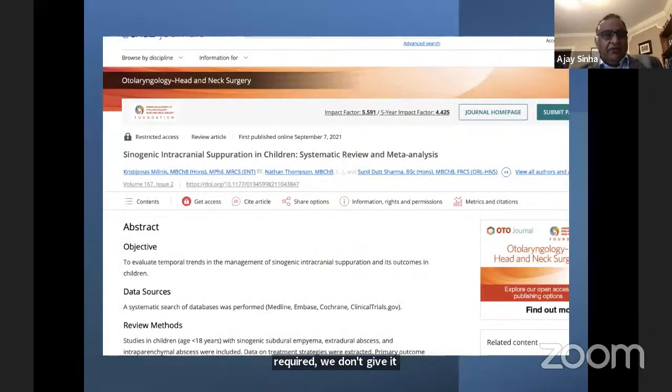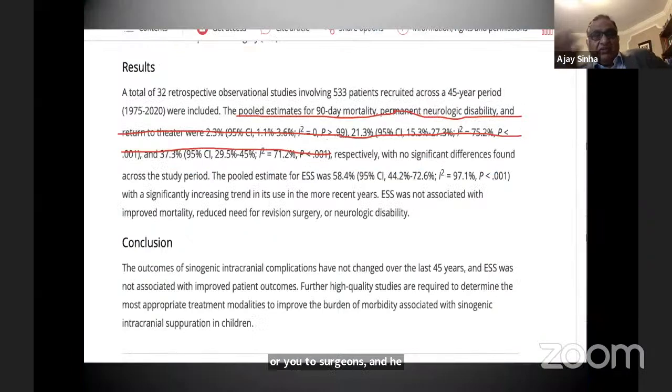A bit of literature on it. This is a paper published from our unit by one of our ENT surgeons, and he did a meta-analysis. The good thing which has come out in this paper is that with aggressive management, the mortality has come down from what was quoted in the literature at 20 to 30%. Now, in this particular meta-analysis, we're down to 2.3%, which is excellent news.